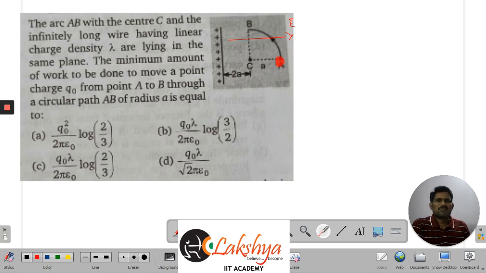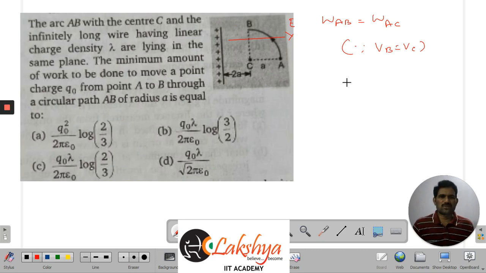So we need to write the potential difference due to this line of charge. We already know the potential due to a line of charge, so we write that expression and then that equation here. So the work done in displacing the particle from A to B is equal to the work done in displacing the particle from A to C, since the potential at B is equal to the potential at C. Both are equipotential surfaces.